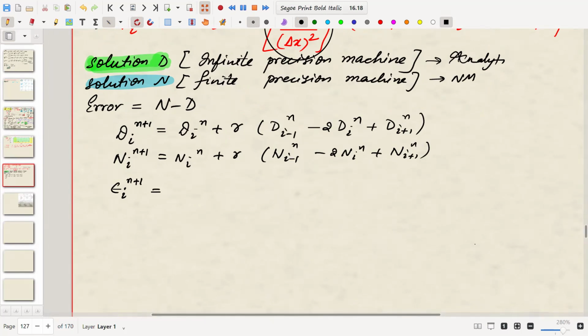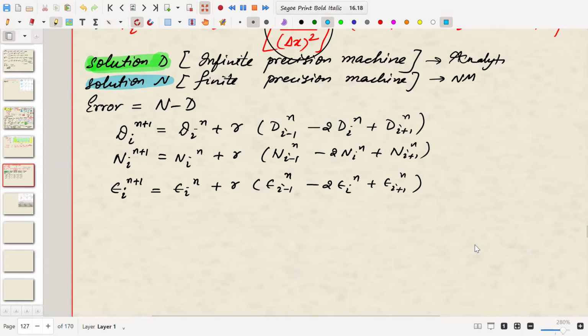Epsilon i, n plus 1 is equal to epsilon i, n plus r epsilon i minus 1, n minus. Agree? Yes. Agree, no? Okay. Now it is very interesting.